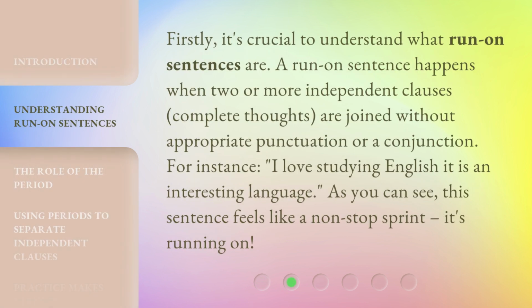Firstly, it's crucial to understand what run-on sentences are. A run-on sentence happens when two or more independent clauses, complete thoughts, are joined without appropriate punctuation or a conjunction. For instance, I love studying English, it is an interesting language. As you can see, this sentence feels like a non-stop sprint. It's running on.